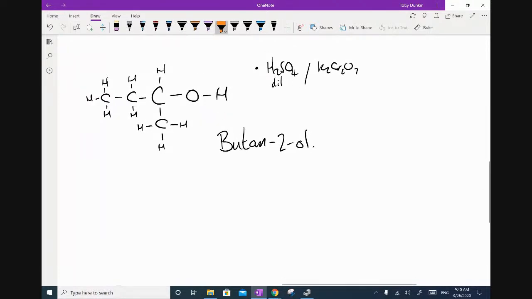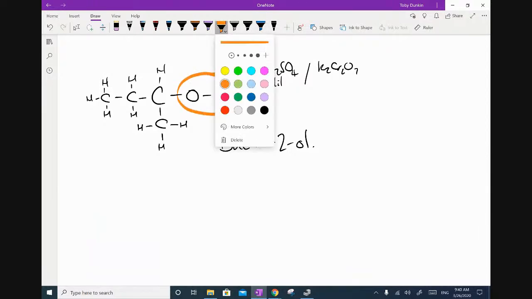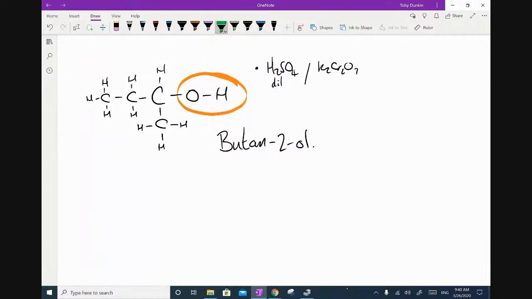Oh, I've got a better idea, look. To prove that this is an ol group. There we go. Do you see what I've done? Because it goes from orange to green. So, you guys aren't going to find that funny.